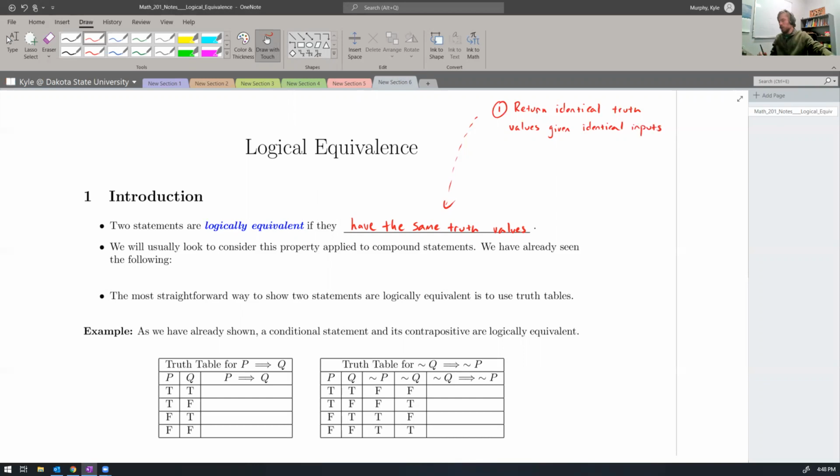So what that means, most of the statements we will be studying logical equivalence for are compound statements, which I put on that second bullet point. And so if you imagine we have two compound statements, each dependent on, say, individual statements P, Q, and R, those two larger compound statements would be logically equivalent if no matter what true false values I chose for P, Q, and R, the two compound statements would always return the same true false value.